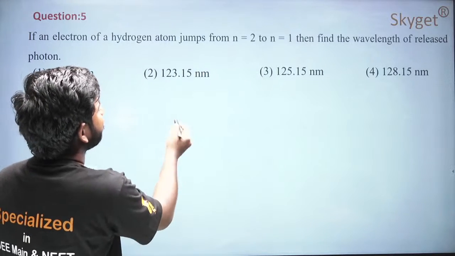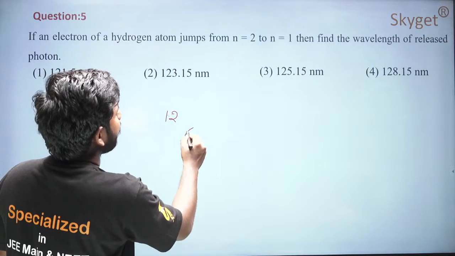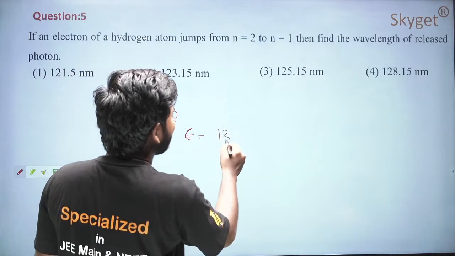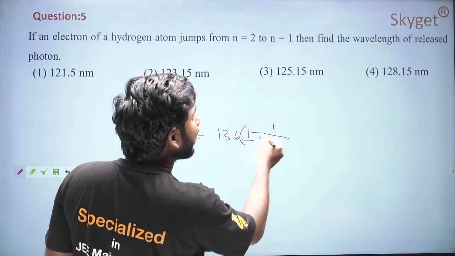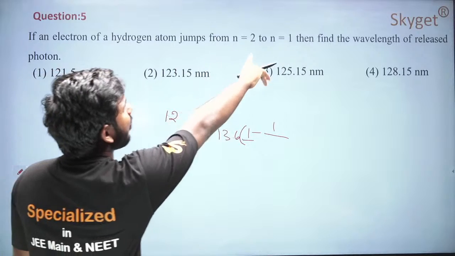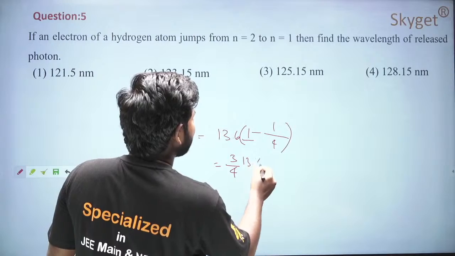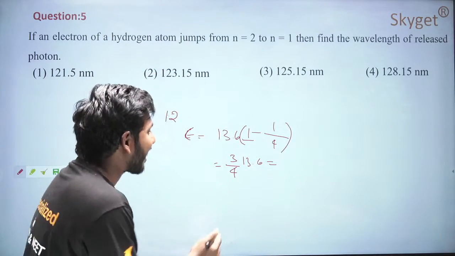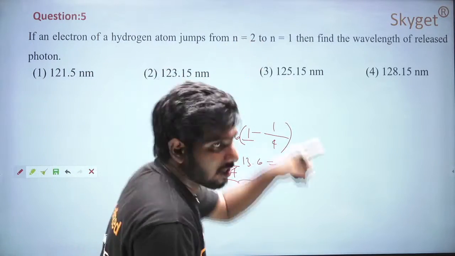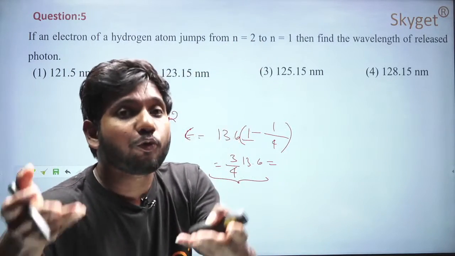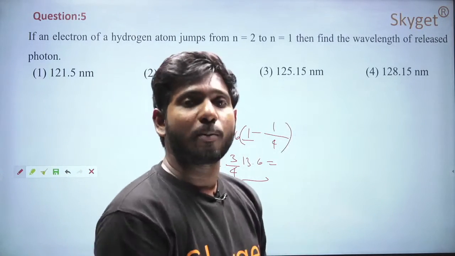So the energy difference can be written as 13.6 into 1 by n1 square minus 1 by n2 square, that will be 1 square minus 1 by 4, which can be written as 3 by 4 into 13.6. Whatever energy the electron has lost will be released in the form of photons.